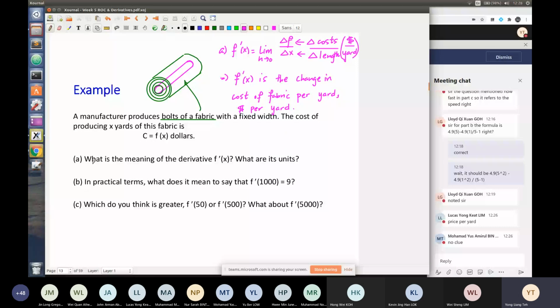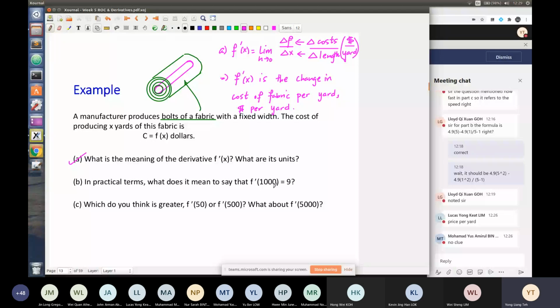In practical terms, what does it mean to say f prime 1000 equals to 9? So since you know it is dollar per yard or price per yard, okay, because this guy is dollars, your unit is dollars, right? So therefore, what does it mean to say f prime 1000 equals to 9? If you were to tell your customer, what would you say? Because you can't say f prime 1000 equals to 9, right? Unless the customer learned mathematics before, or else he wouldn't understand.